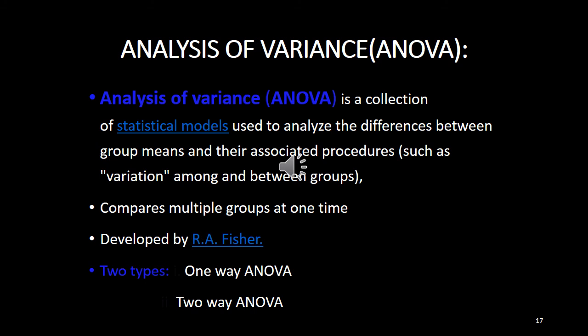The last test is analysis of variance, ANOVA. It is a very important and mostly used test. Analysis of variance is a collection of statistical models used to analyze the difference between group means and their associated procedures, such as variation among and between groups. It compares multiple groups at one time, and it was developed by R.A. Fisher. There are two types of ANOVA, one-way ANOVA and two-way ANOVA, and we go through only one-way ANOVA.